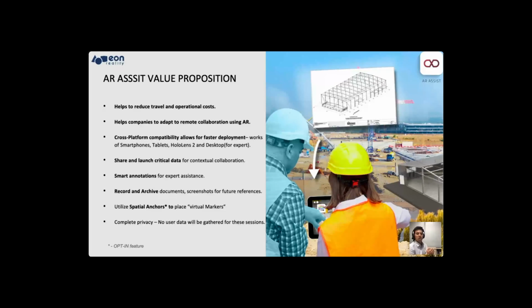We have an opt-in feature called spatial anchors. So sometimes during the collaborative session, if you place some context information such as a PDF or a 3D model in one location, if you want to save it, you can actually do that as well. And this is actually an opt-in feature. So if you actually want that, during the time of subscription, please let us know and we would actually enable that feature for you.